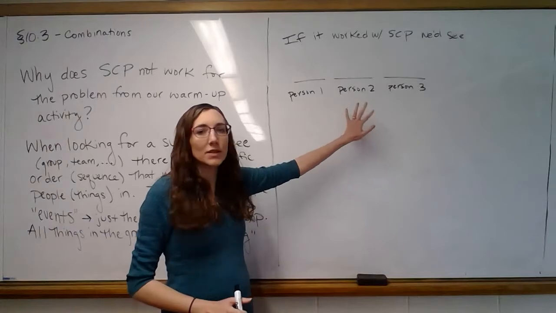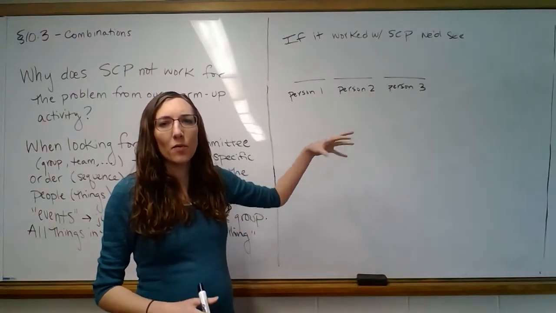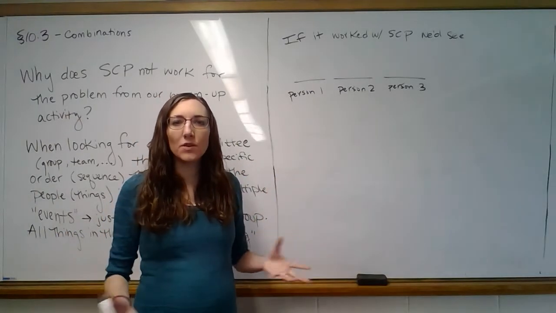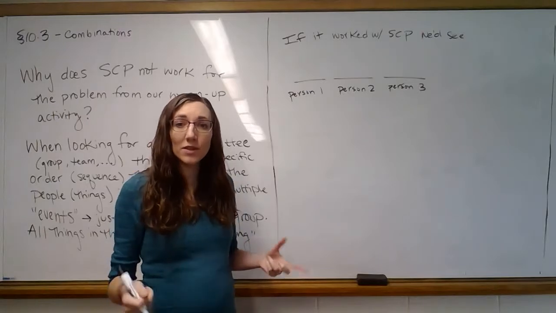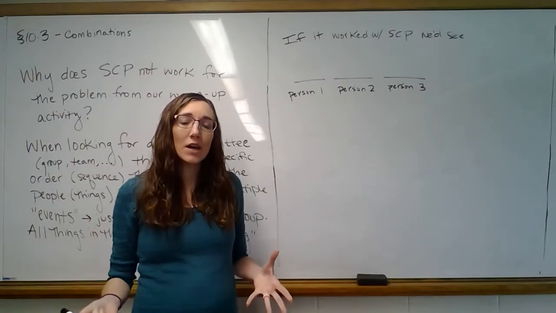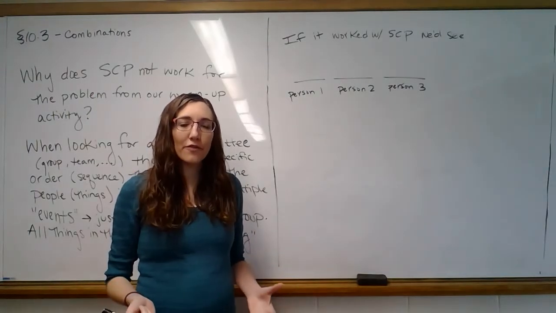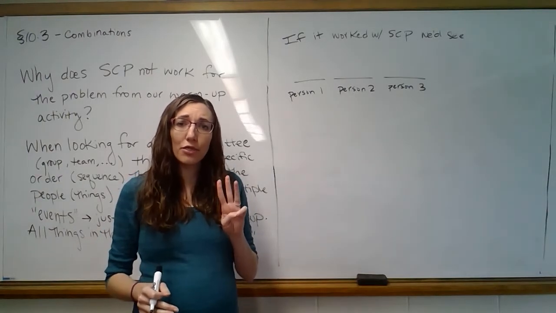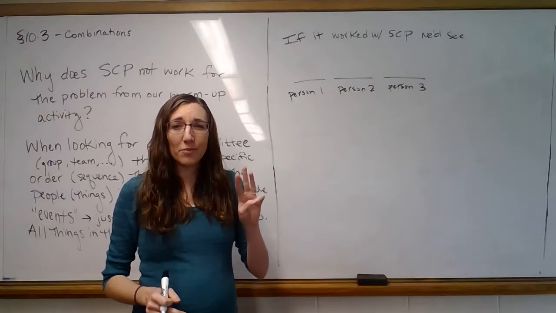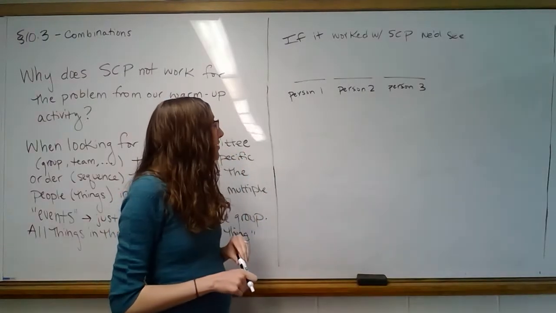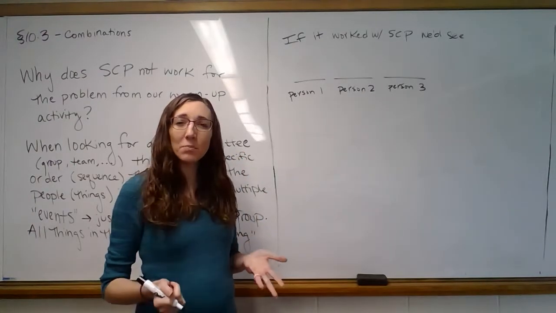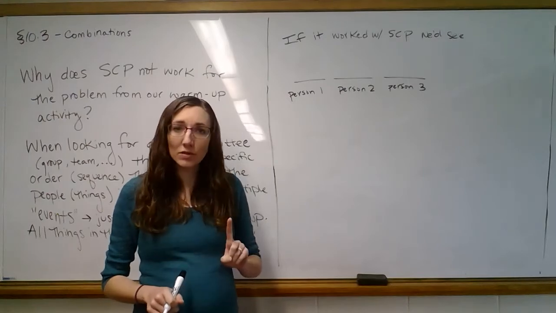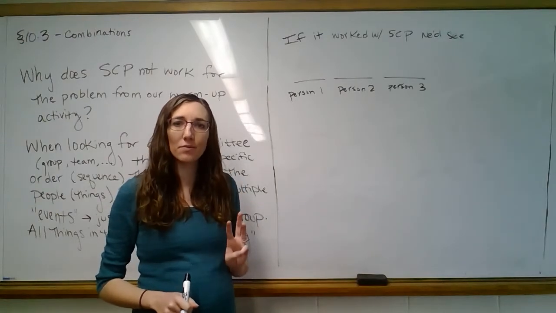So I want to actually focus on this board first and think about, if it did work with sequential counting, what would the sequential counting have looked like? Well, we probably would have thought about the fact that from these 5 people, we're trying to pick 3 people. So I would have 3 blanks. If I had to label them, I would label them person 1, person 2, person 3.